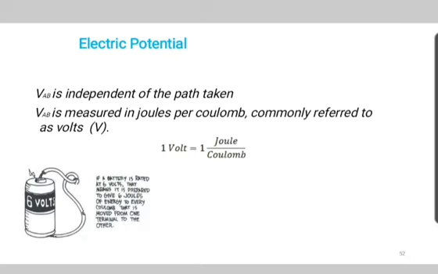So here the electric potential VAB is independent of the path taken and it is measured in joules per coulomb, commonly referred to as volt, V. So 1 volt is 1 joule per coulomb.